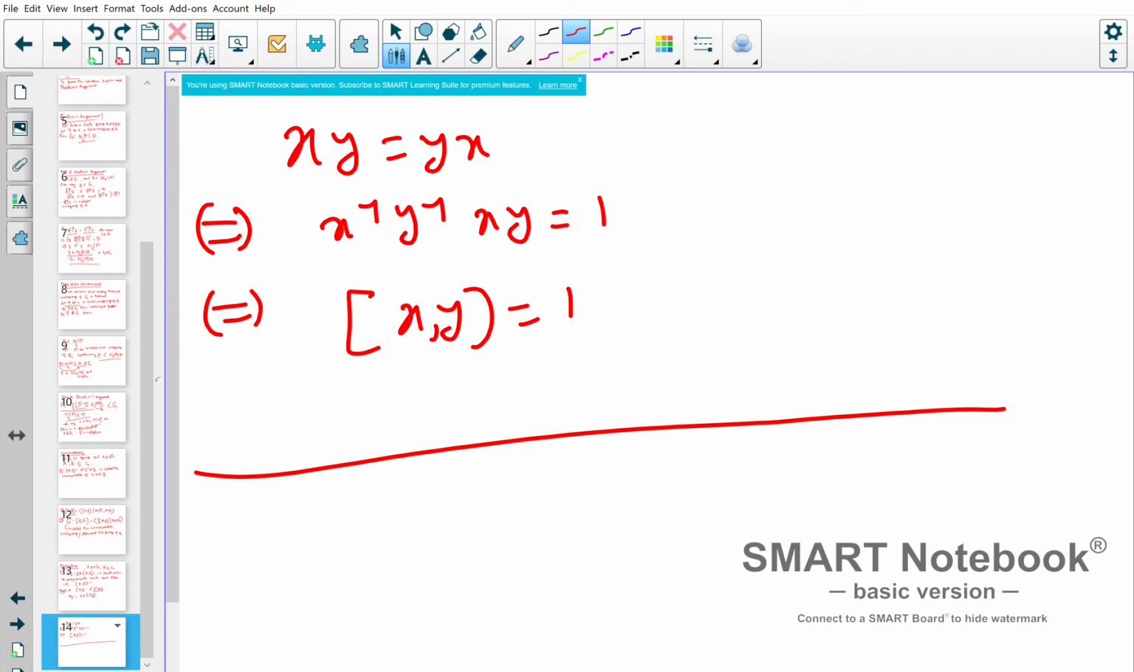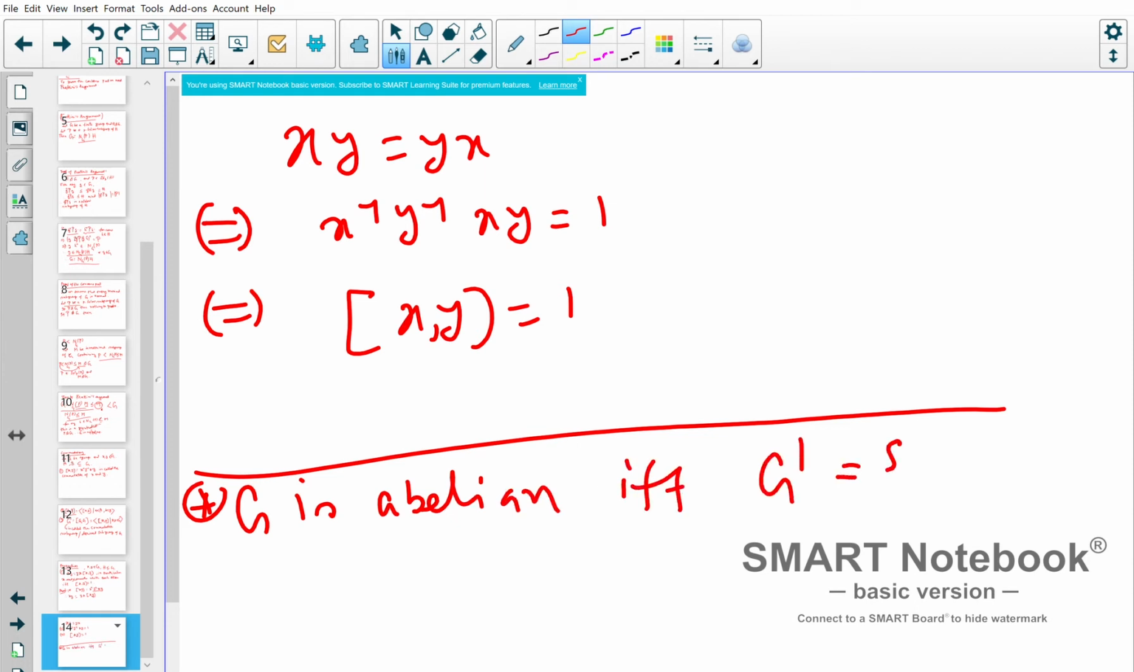So for commutator groups, you can say that any group G is abelian if and only if G dash is the identity subgroup. Here G dash means the commutator subgroup.